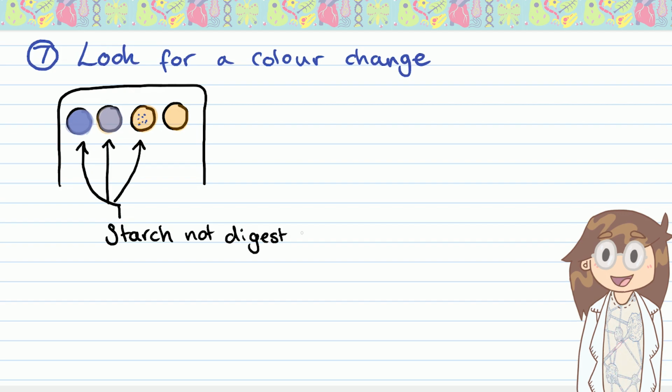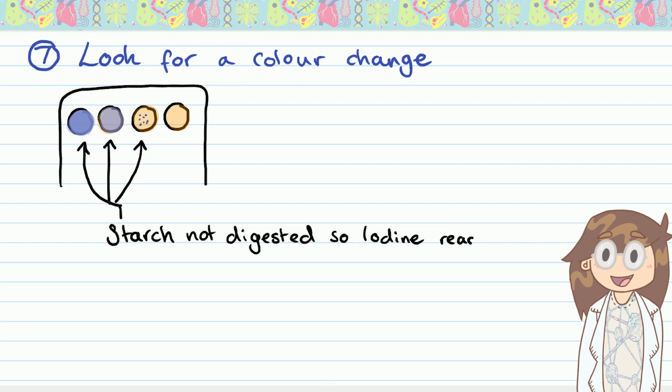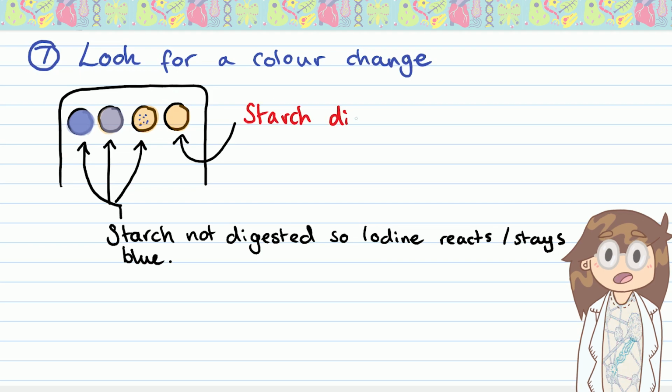You might get some spots that have some little black dots in. I'd say that they are still reacting, but that enzyme is pretty much on its way out. That enzyme is nearly denatured, or it's not working efficiently. Anything that's a lighter blue or that blue-black colour, those are definite positive results. That starch is still there.